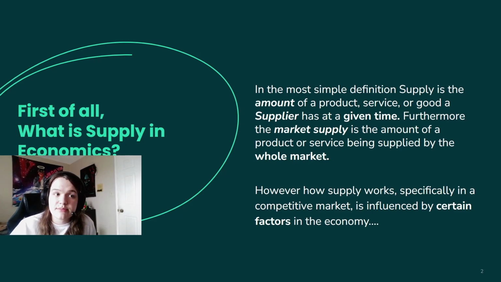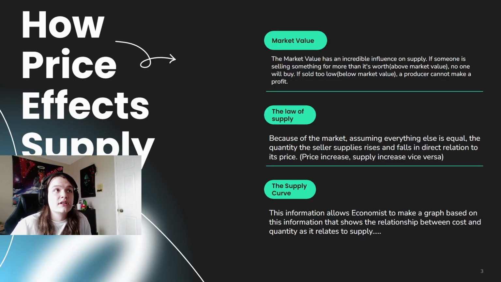However, how this works specifically in a competitive market is influenced by certain factors in the economy. So it's price, shockingly enough. So let's talk about market value. It influences supply because if you sell something above market value, you're not gonna get any consumers because no one wants to scam themselves. And it goes the same way. If you sell something too low, you're scamming yourself. You won't make profit. So what's the point?